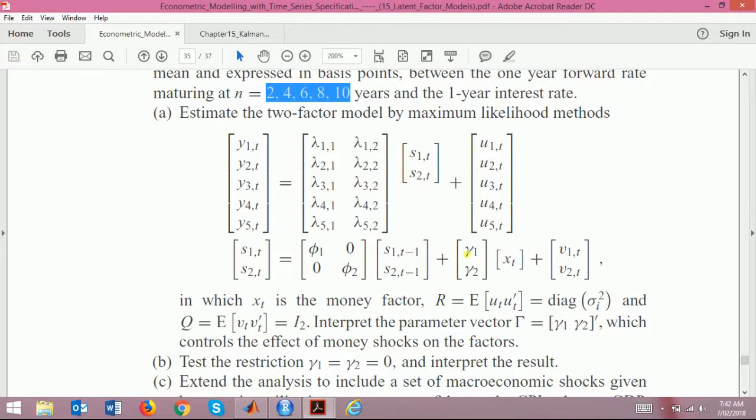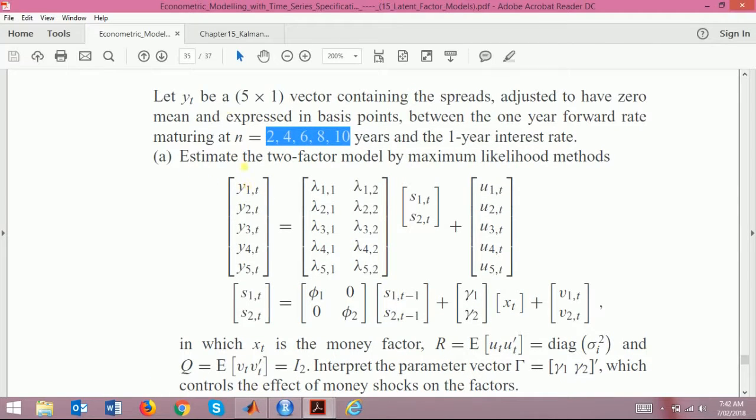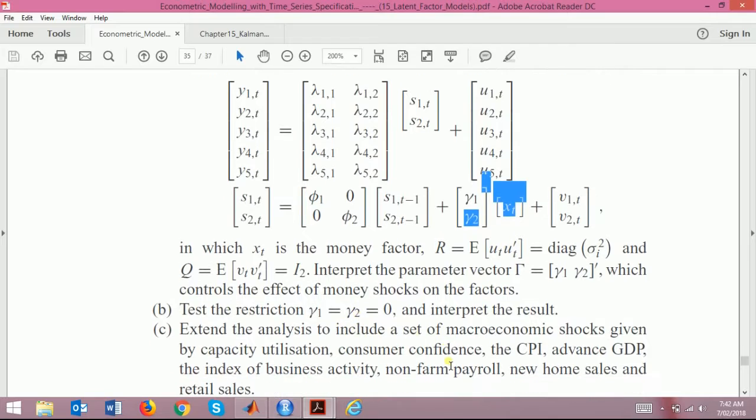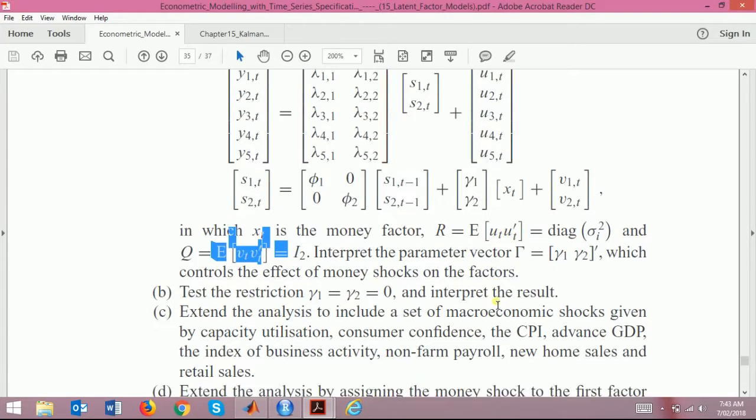So two lambdas, for 1, 2 and up to 5 years, because Y is a 5 vector, and then S and the autoregressive parameters will comply to this two-factor model. This is the exogenous variable that we are talking about, and controlling for these lambdas we can capture a lot of stuff. X is the money factor, R is diagonal, Q is identity. We have to set some entries to be 1 and 0 so that we can identify the model. Interpret the parameter vectors lambdas, because we want these, not these, so these are identity matrices.